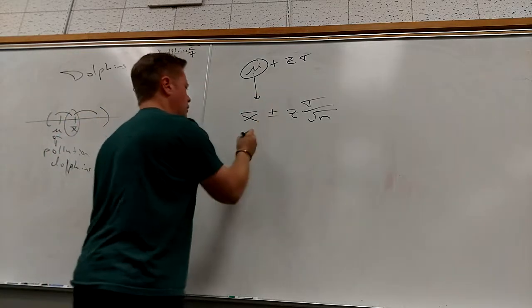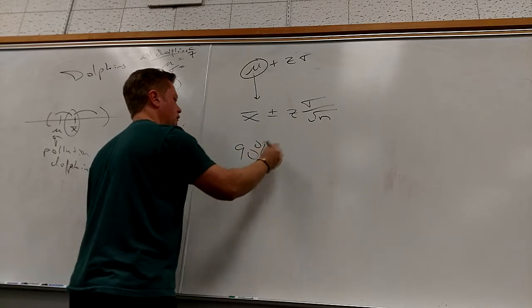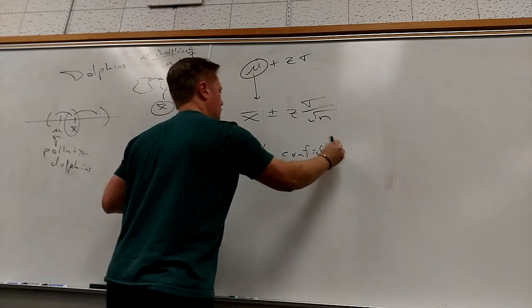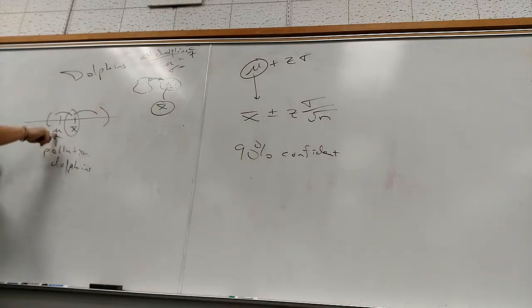Now, if I wanted to be 90% confident that I catch the real mean, how far out do I have to go from the sample mean? How far out do I have to go? How do I figure that out?